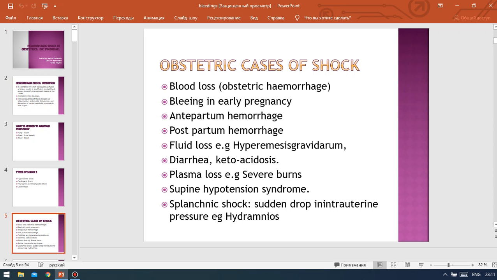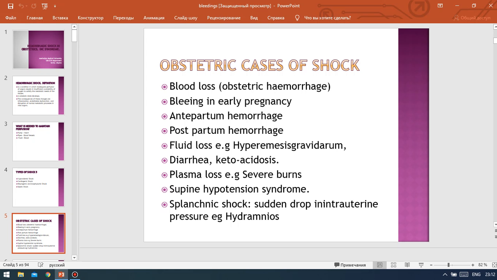Obstetric causes of shock: the first is blood loss, obstetric hemorrhage. Sometimes it is a severe hemorrhage and we have a high risk of maternal death. Causes include bleeding in early pregnancy, antepartum hemorrhage, postpartum hemorrhage, fluid loss during hyperemesis gravidarum, diarrhea and ketoacidosis, plasma loss during severe burns, supine hypotension syndrome, and splanchnic shock. It's also a sudden drop in intrauterine pressure during hydramnios.